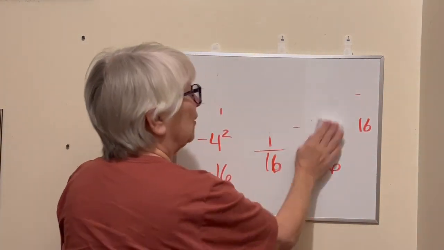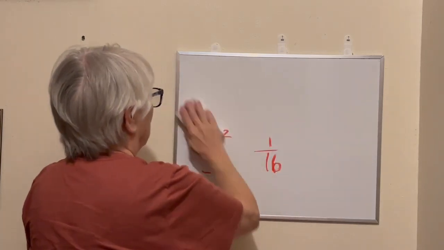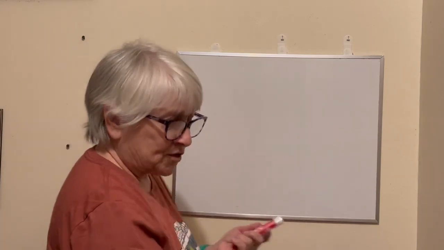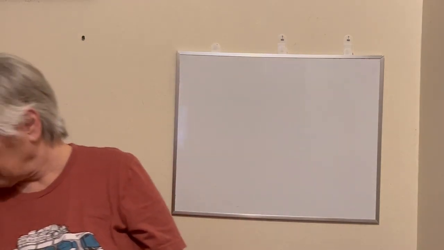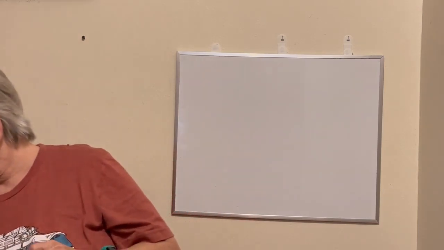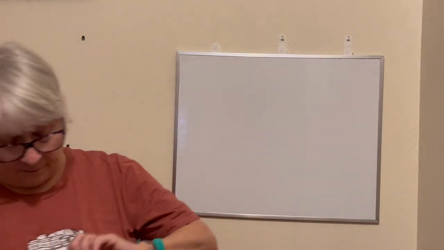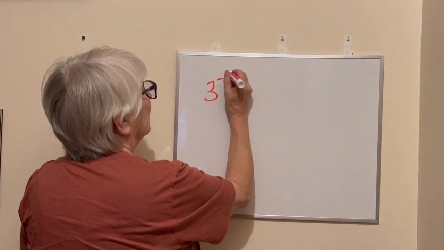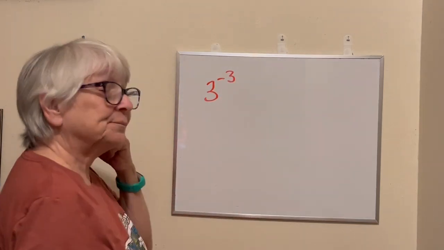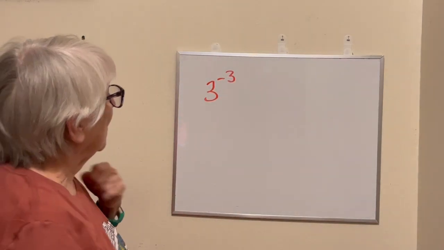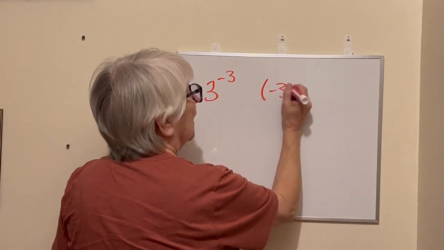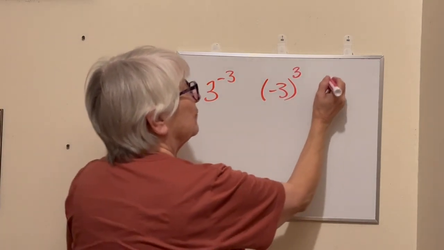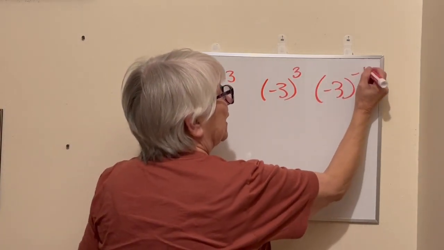Now we're not going to do anything terribly complicated today. I'll say that it's good for you to learn some of these, the squares, but some of the cubes and various things. So let's see, I'm going to put some numbers down here. 3 to the negative 3. Okay? Negative 3 to the 3. And negative 3 to the negative 3.